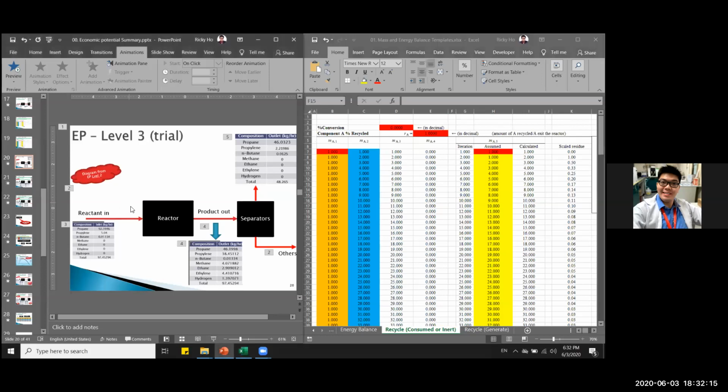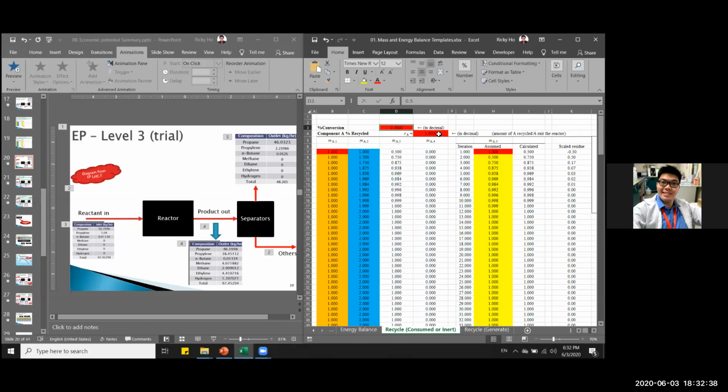Okay, so let's do one by one. And yes, you need to do one by one for each of your reactants. Here, let's start with propane. So the propane here, for this example, I picked 50% conversion. So you put 0.5.